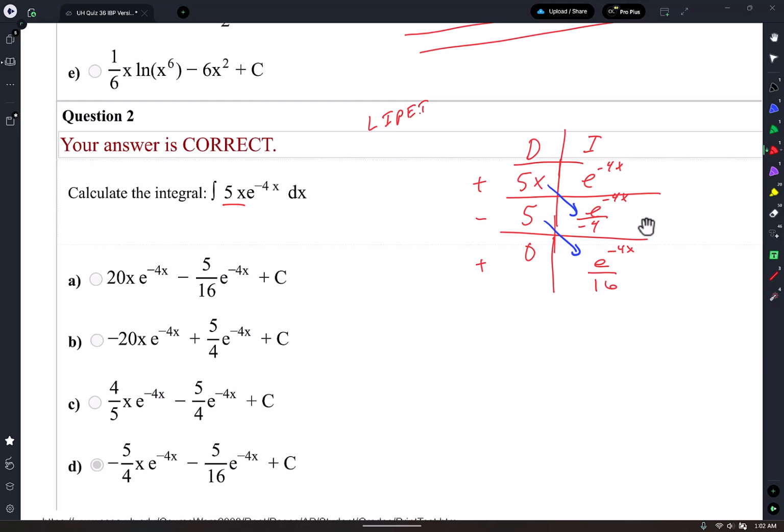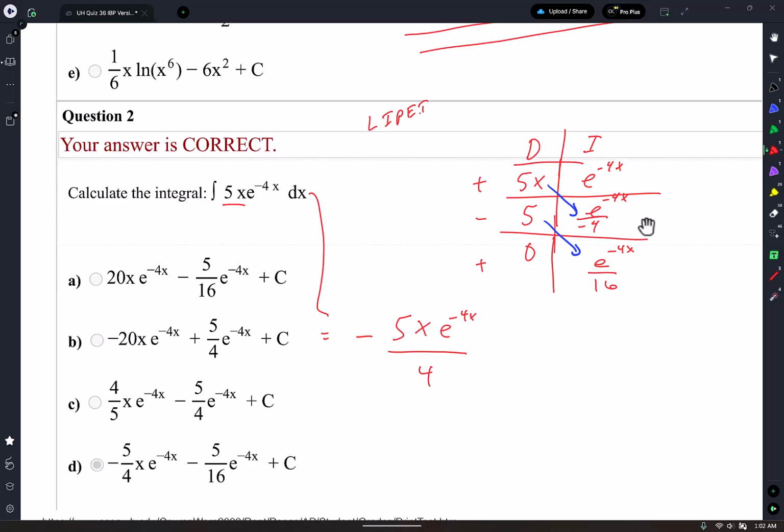So let's see. I'm going to start out with a negative. So I'm going to go this equals, negative 5x e to the negative 4x over 4. Why did I write negative first when there's a plus symbol? Because I see a minus there, a negative with a negative 4 there.